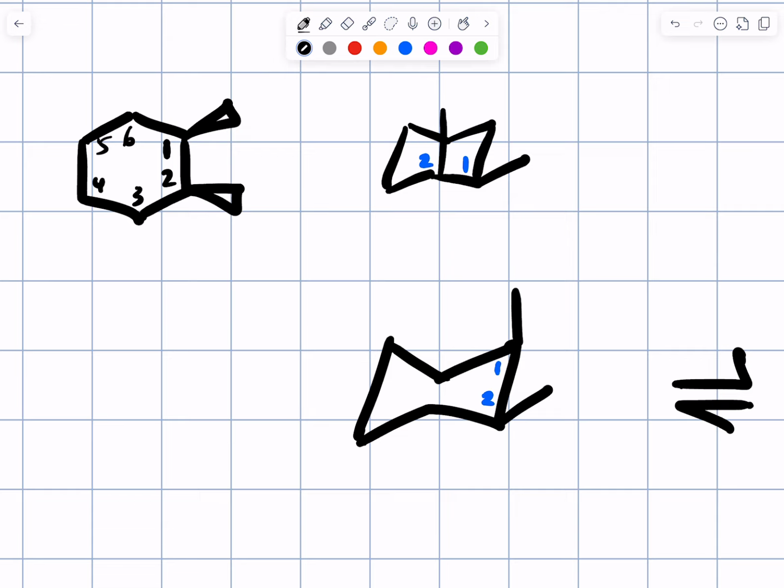Right. Because the carbons alternate between peaks and valleys, the up substituents also alternate between equatorial and axial. So if an up substituent's at a peak, yes, it'll be axial. If an up substituent's at a valley, yes, it'll be equatorial. Good.